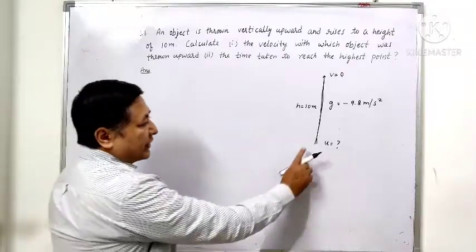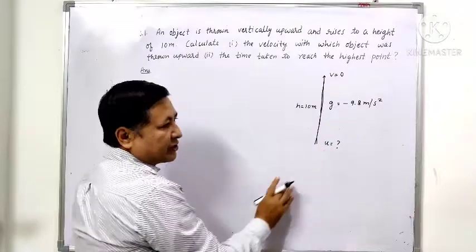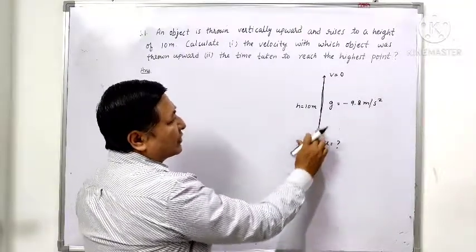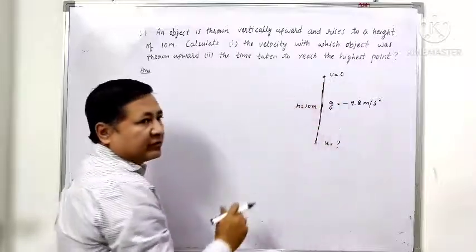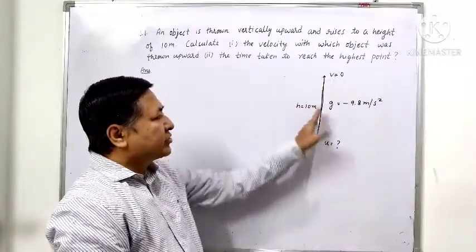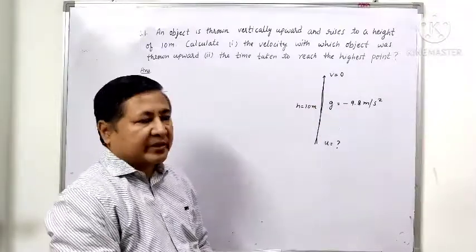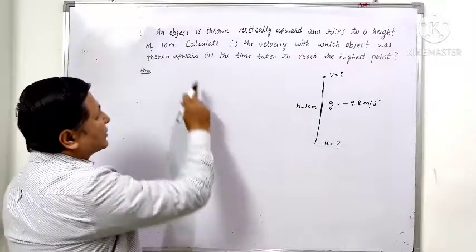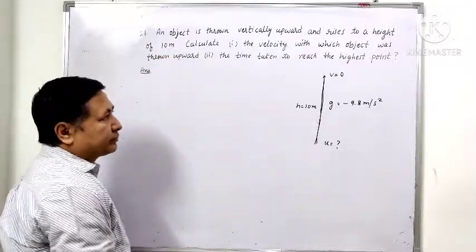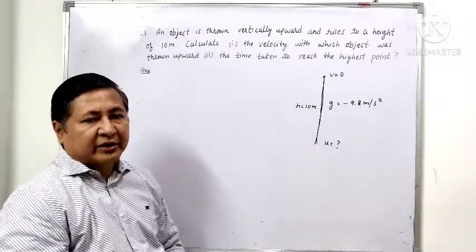Now I have drawn the diagram here. An object is thrown vertically upward. So initial velocity is not given in the question. U is not given. When it will reach the highest point, the final velocity will become 0. And the acceleration due to gravity, since it is going upward, will be negative, so it is minus 9.8 meter per second square. And it reaches a height of 10 meters, so h is equal to 10 meter. Now we have to find the initial velocity as well as the time.